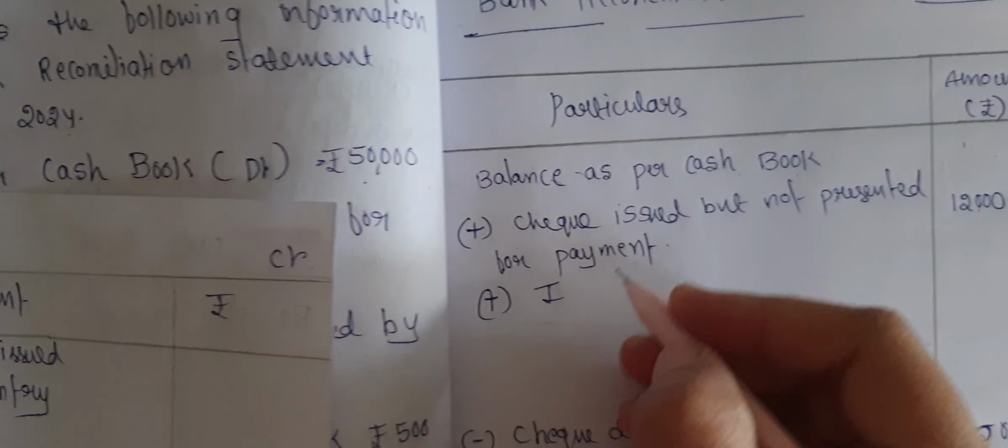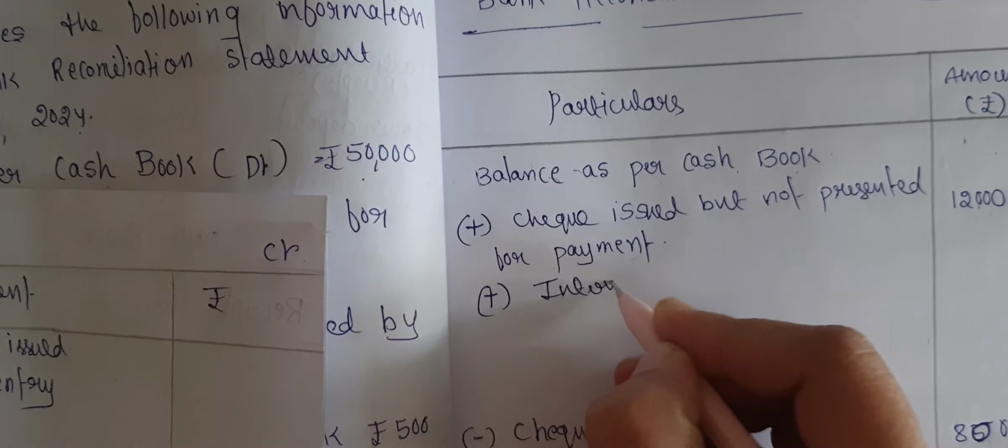Write down here: interest credited by the bank, that is rupees 1500. Okay. Next one.